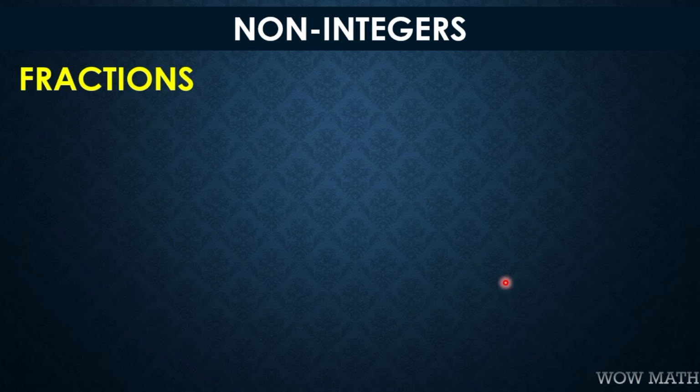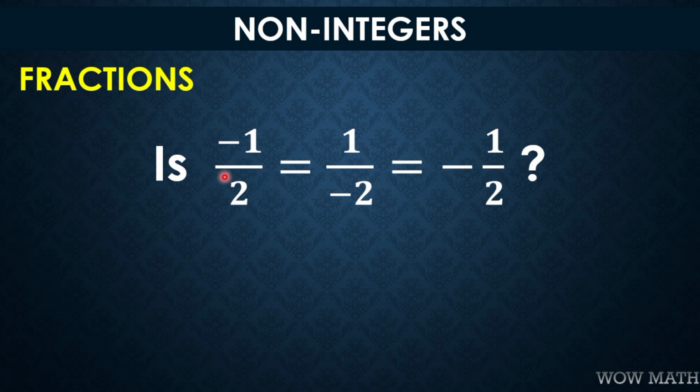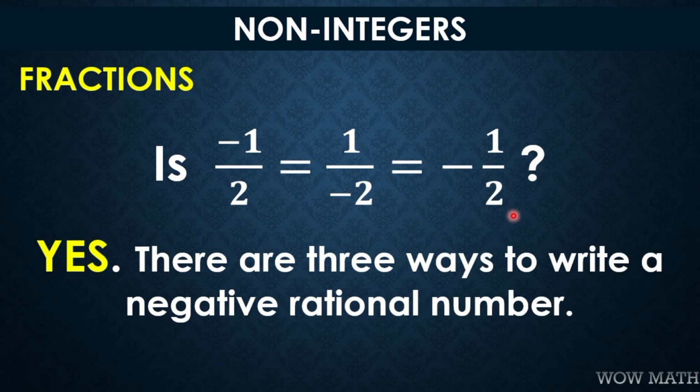So, under non-integers, is negative 1 over 2 equal to 1 over negative 2, and negative 1/2? Okay. So, try to analyze. Ito bang tatlong ito na iba-iba ang pinaglagyan ng ating negative signs, are they equal? Yes. They are all equal because there are 3 ways to write a negative rational number. So, even if we put the negative sign on the numerator, or in the denominator, or dito sa gitna nila, that is still equal. Alright? So, pare-pareho lang yan. They are still equal because we have 3 ways in writing a negative rational number.